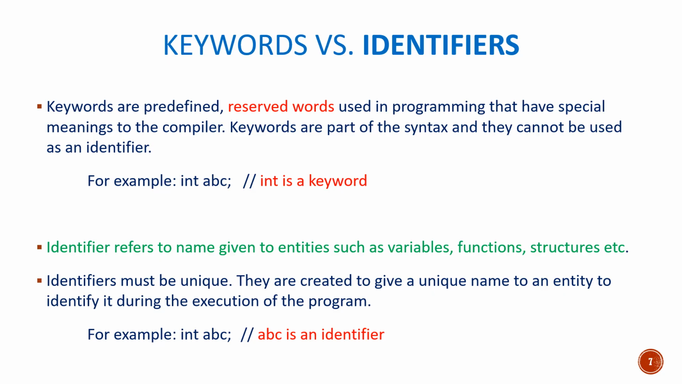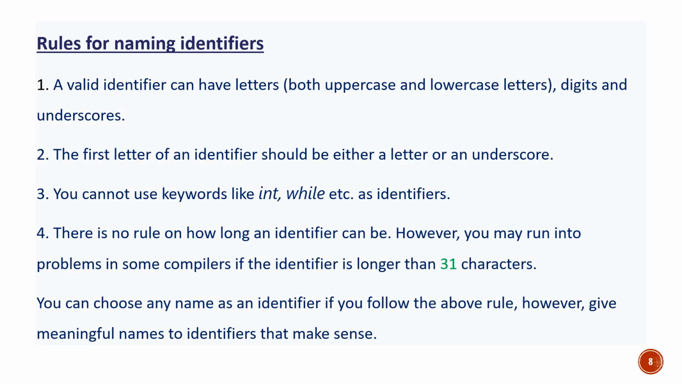Some additional notes give the comparison of keywords versus identifiers. Now, keywords are the reserved words, and identifiers are simply the variable names that a programmer makes use of in his program. And these are the rules for naming the identifiers. You can pause the video and take them down if you want.